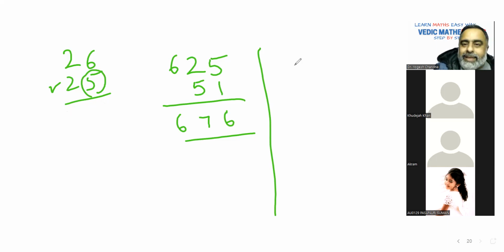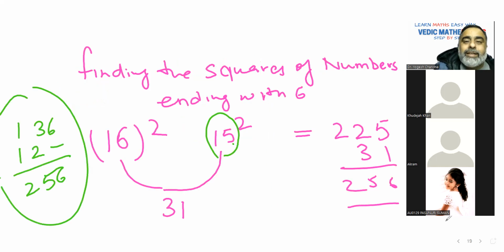Okay, 36 squared. Sir, if it is only 6 at that time, we need to use this, sir? Only at that time. 36, meaning the heading was numbers ending with 6. Okay. And why did we do it?